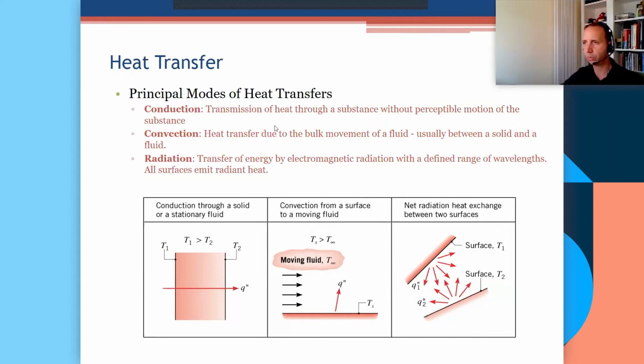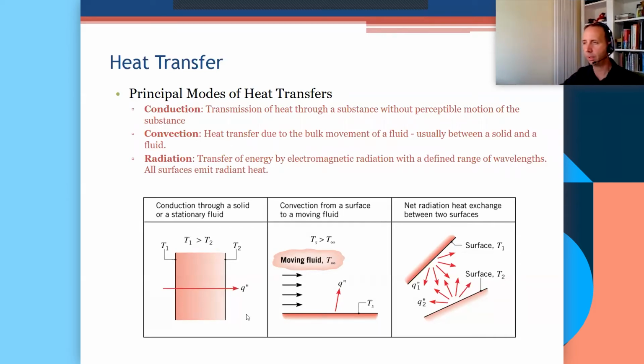The modes of heat transfer are conduction, convection, and radiation. Conduction happens through a solid medium. Convection involves fluid motion, and radiation doesn't require any matter in order to take place. That is, the transfer is happening through electromagnetic waves.